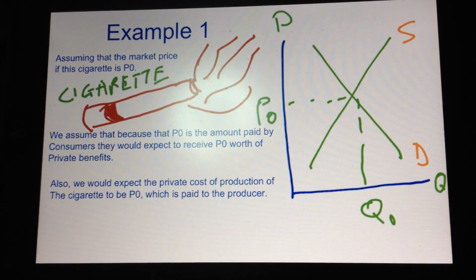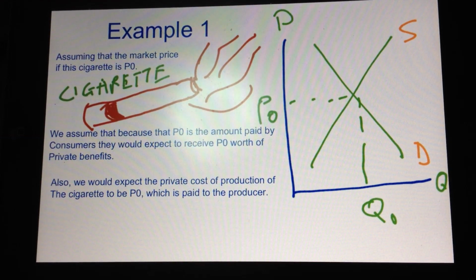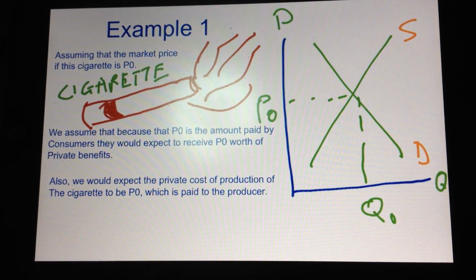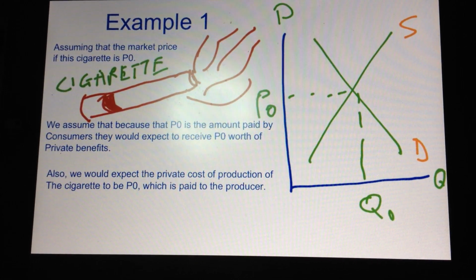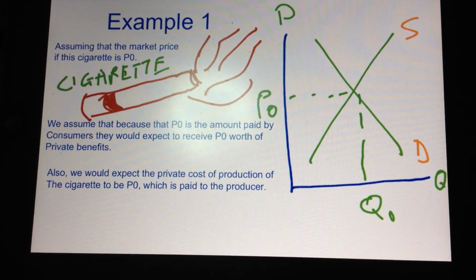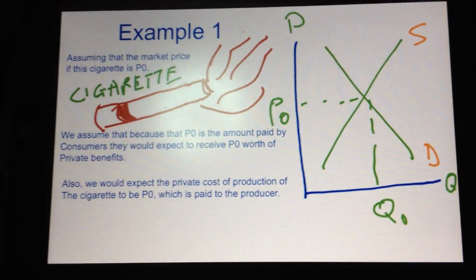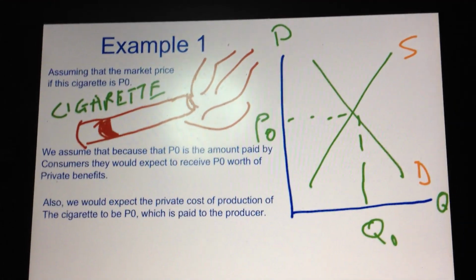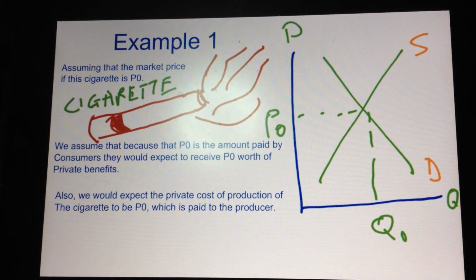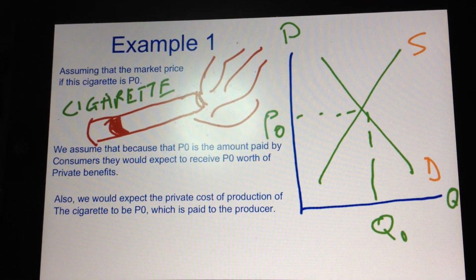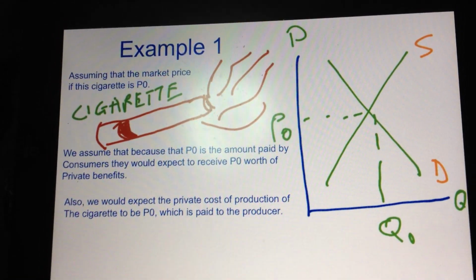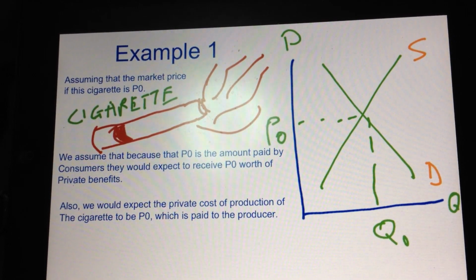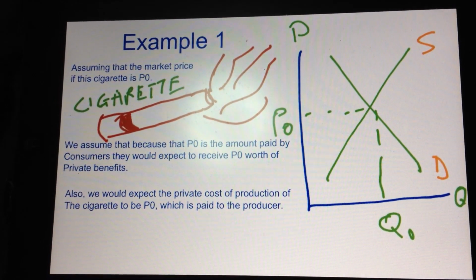At the same time, P0 also represents the private costs of production of that cigarette for the producers. So in this market we assume that what the consumer pays is what the producer gets. So P0 represents both the benefit received by the consumer as well as the costs paid to the producer for producing the cigarette. Okay, P0, Q0. Remember, cigarette is a demerit good.